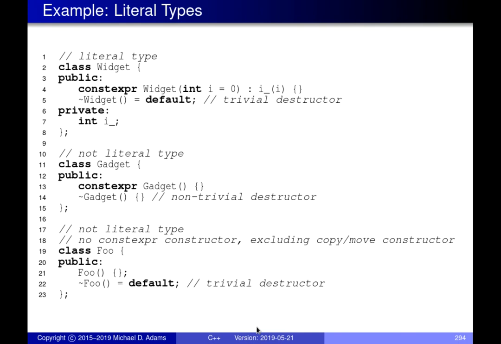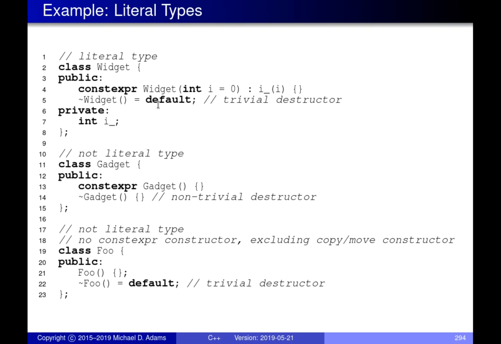So just to give some examples of things that are and aren't literal types, I have some examples on this slide. The first class that we have here, Widget, is an example of a literal type. The reason why: it has at least one constexpr constructor, so that's good. There's some hope that we could construct one of these objects at compile time, which is kind of necessary if you want to use it at compile time. We have a trivial destructor. You may or may not be familiar with this notation here, but you can explicitly say, I want to default this to the compiler-generated default destructor.